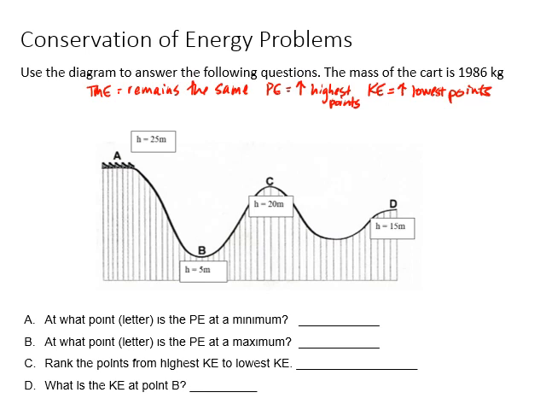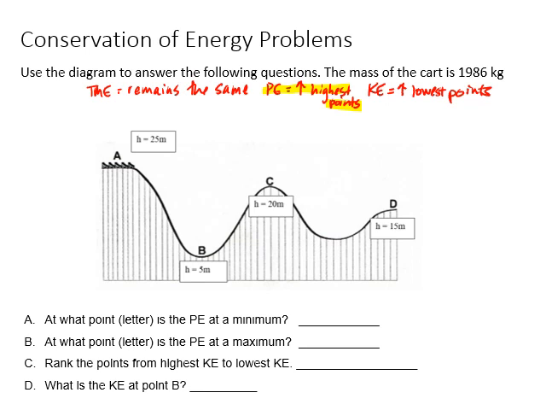Let's try to answer these questions based off of this knowledge. Question A, at what point or letter is potential energy at a minimum? So which one of these points has the lowest potential energy? Well, we know, based off of what I just told you, that potential energy is the highest at the highest point. So that's going to rule out A, C, and D. Those are going to be our highest points. We have to look at the lowest point to figure out what the lowest potential energy is, and that's going to be our minimum. So at point B, we're only at 5 meters.